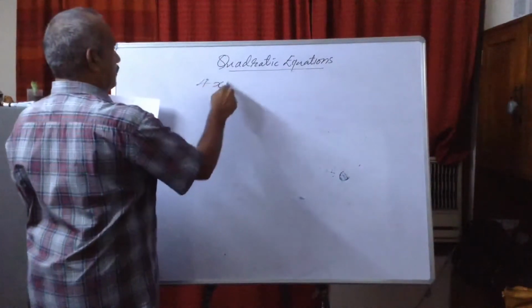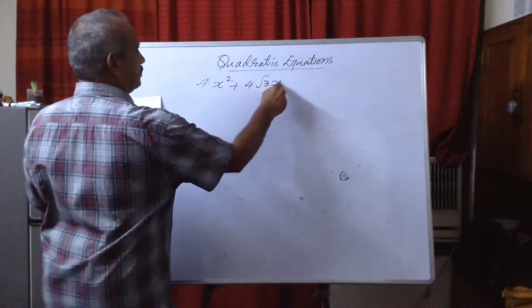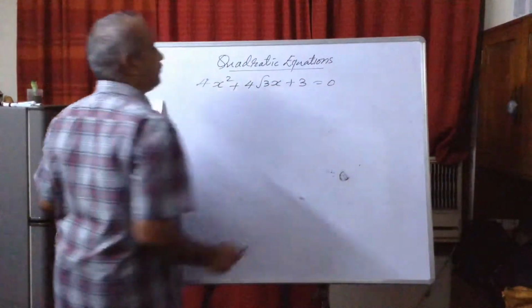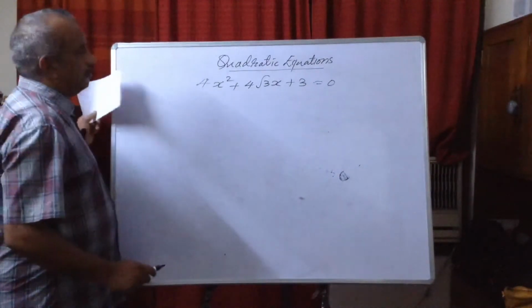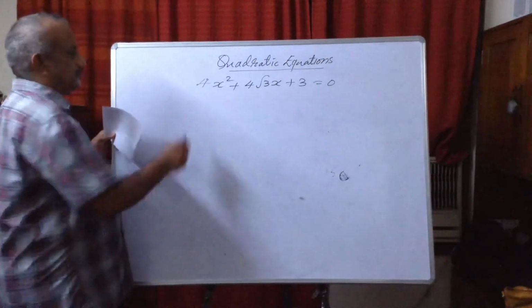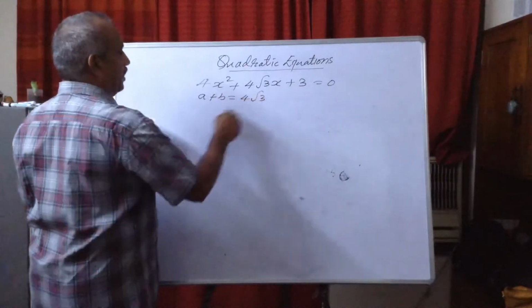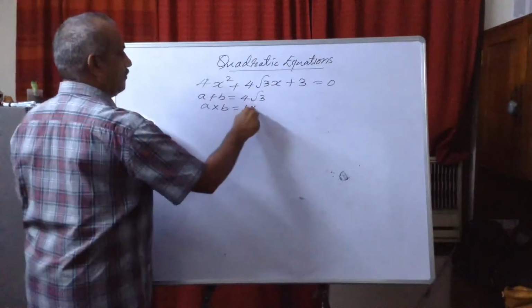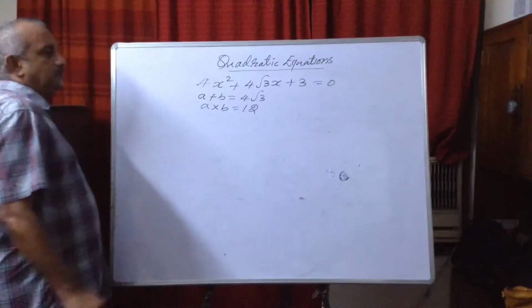4x square plus 4 root 3x plus 3 is equal to 0. Now, so here in this case again, we'll find two numbers. A plus b is equal to 4 root 3 and a into b is equal to 4 into 3, 12. So we have to find two numbers. Think, then only you will get.